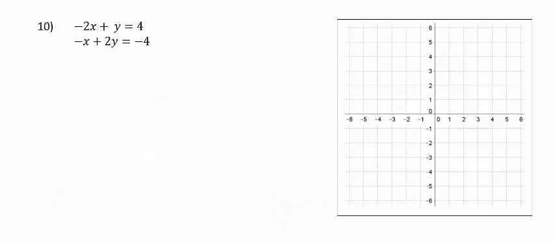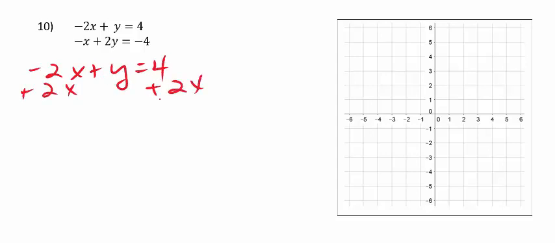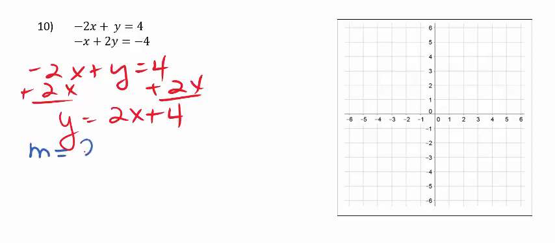Now in number 10, we first have to solve for y to get it in slope-intercept form in order to graph each of the equations. So I'll start with the first one. We have negative 2x plus y is equal to 4. To get y by itself, I'm going to add 2x to both sides, and I'm going to get y is equal to 2x plus 4. Now that I have y by itself, I can pull out the slope and y-intercept. We have a slope of 2, the number in front of x, and then we have a y-intercept of 0, 4. It's 0 and our b value here, 4.